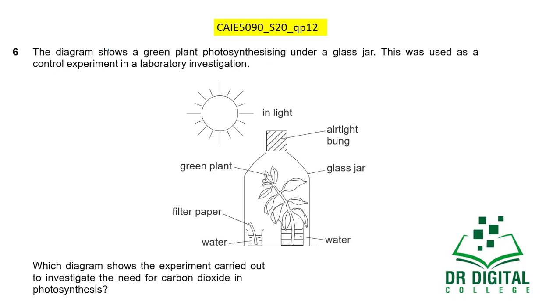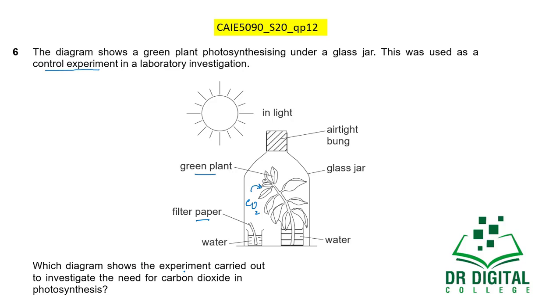In this question, the diagram shows a green plant photosynthesizing under a glass jar. This was used as a control experiment in a laboratory investigation. You know that a control experiment is the one whereby every necessity is provided. So in this experiment everything is there. Light is there, water is there, chlorophyll is there because the plants are green, and this is the filter paper and this is water. So carbon dioxide is also there in this atmosphere, which is absorbed by the leaves.